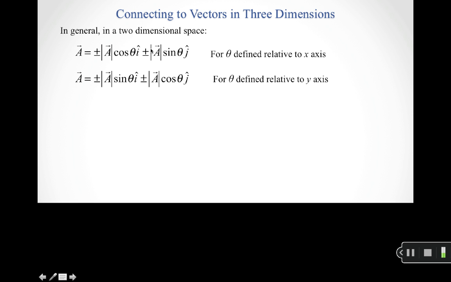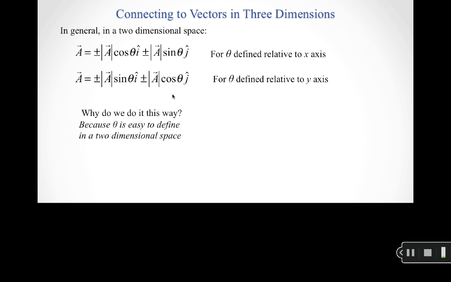I'm going to have a plus or minus, depending on whether it points in the positive or negative y direction, times the magnitude, times the sine of my angle defined to the x-axis. That's going to be the y component. If I define theta relative to the y-axis rather than the x, then all that's going to do is switch its trig function. So we've talked about how we're going to break vectors in class up into this form.